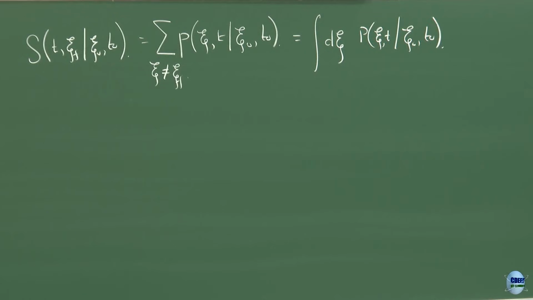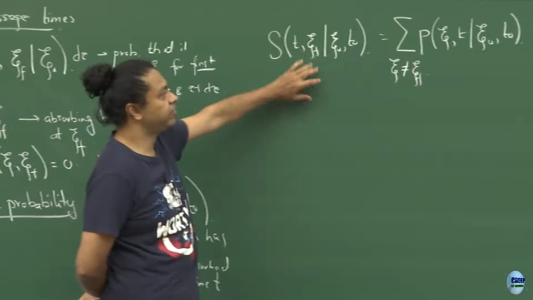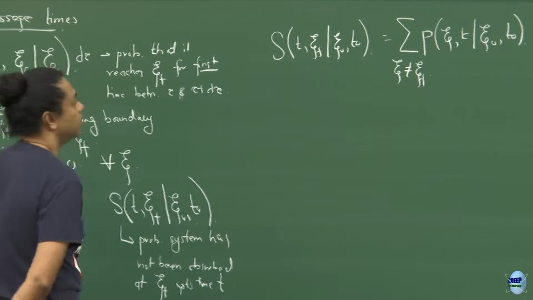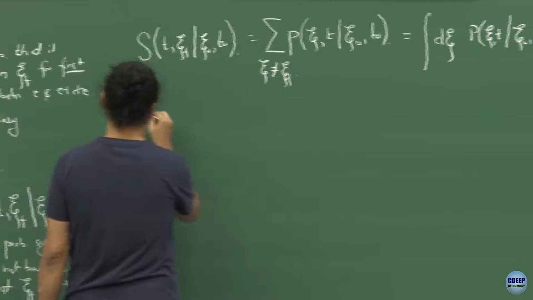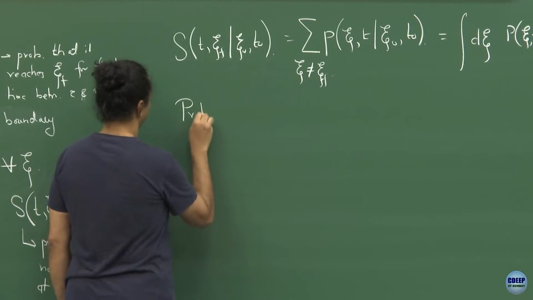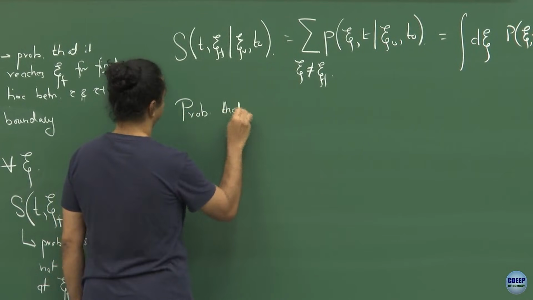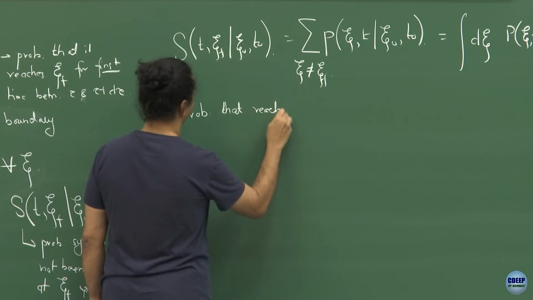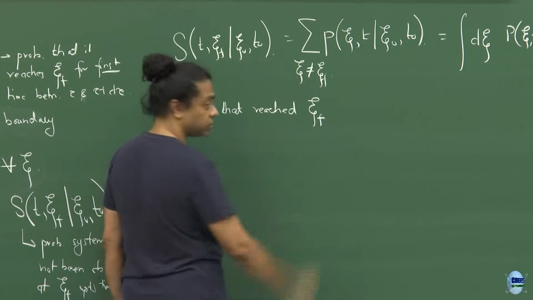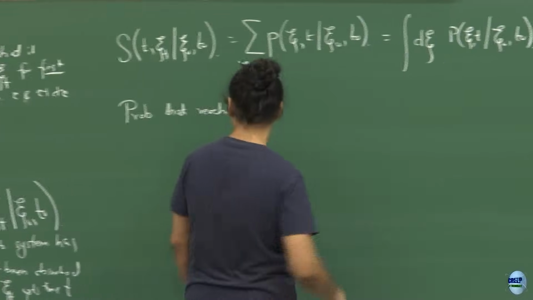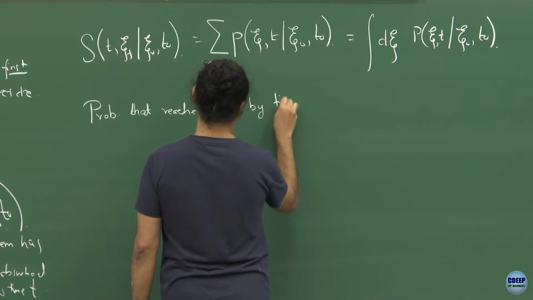relate the survival probability to the first passage probability, the distribution of first passage times. Okay, so I have my survival, that it has not been absorbed. Now I want to relate this survival to my first passage. So let me say, what is the probability that we have reached psi f, the absorbing state that you are interested in, by time t?